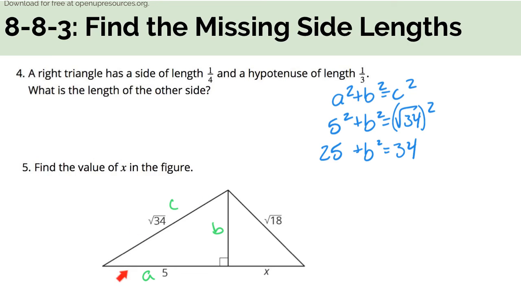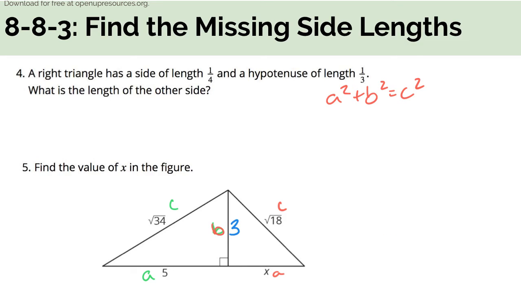Okay, so I'm working on the left side of the triangle here. I've labeled my sides a, b, and c, filled in what I knew. So I have 5 squared, that's 5 was a, plus b squared equals the square root of 34 squared. And so this is what I have right now. I need to get my b squared by itself, and then I get b squared equals 9. And so I know that b is going to equal the square root of 9, which is 3.